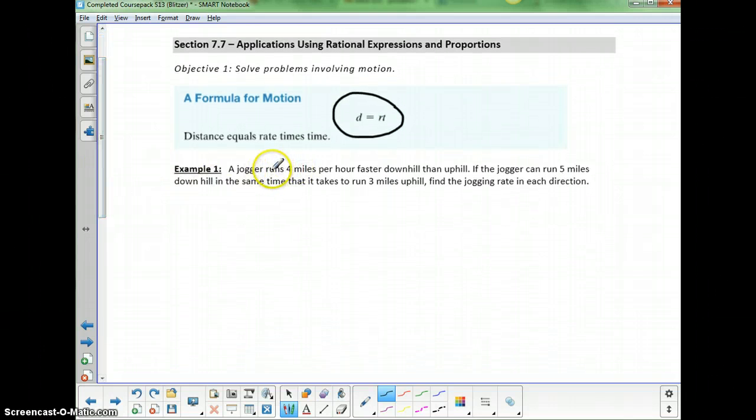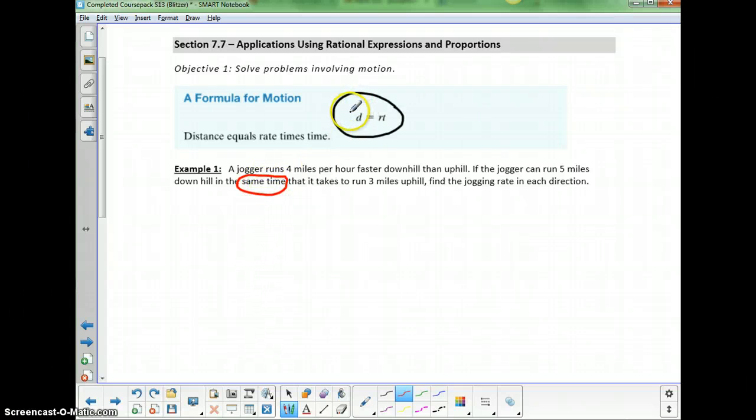In the first example, a jogger runs 4 miles per hour faster downhill than uphill. If the jogger can run 5 miles downhill in the same time it takes him to run 3 miles uphill, we want to find the jogging rate in each direction. To work on this, I'm going to have to manipulate distance equals rate times time. The key is that we're talking about the same time. When I'm talking about the same time, I can make two equations where the time links them, so they're equal.